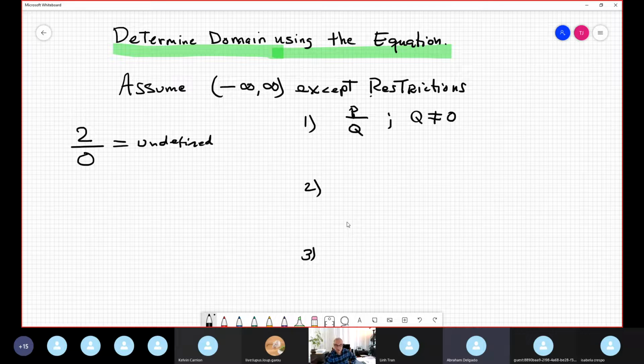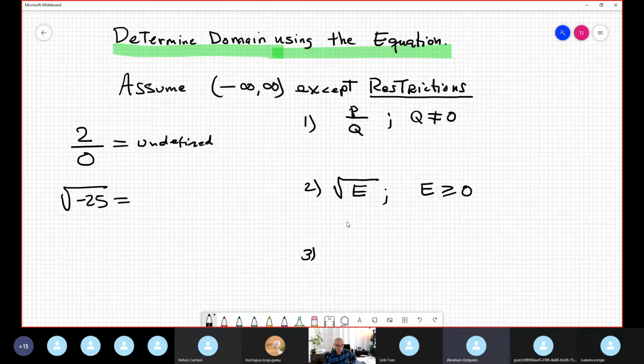Another potential restriction is when you have a square root of any expression. So you investigate the expression inside the square root, you remove the square root, and this expression must be non-negative, because I know what happens when it's negative. It's imaginary, and imaginary is completely out of the hypothetical domain that I suppose at the beginning, which is all real numbers.